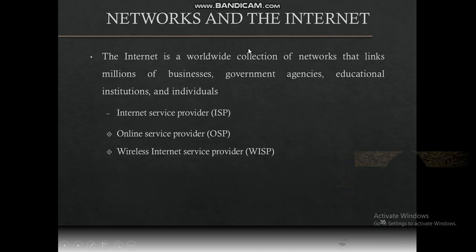So, network and the internet. The internet is a worldwide collection of networks that link millions of businesses, government agencies, educational institutions, and individuals. We have internet service providers such as MTN, Glo, Airtel, and online service providers such as web applications, WhatsApp, Facebook. And also wireless internet service providers. They provide wireless internet for us to be able to use from one place to another.